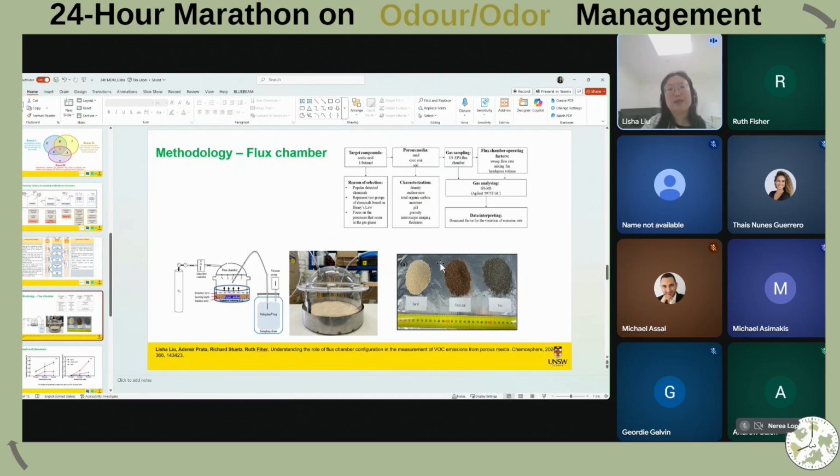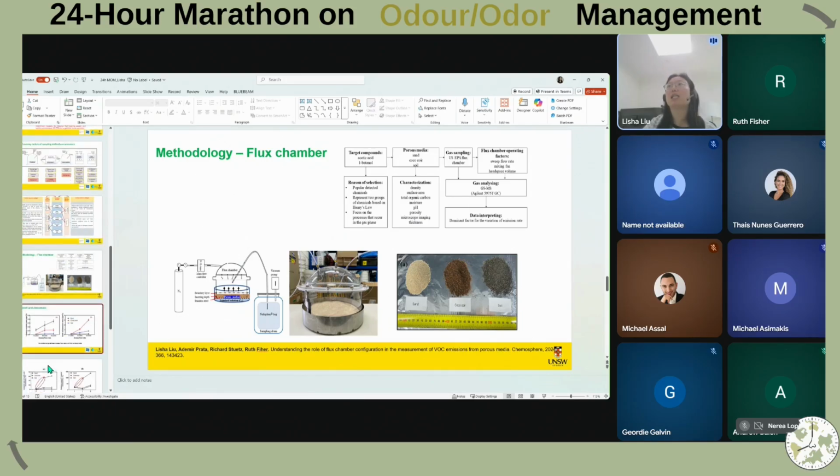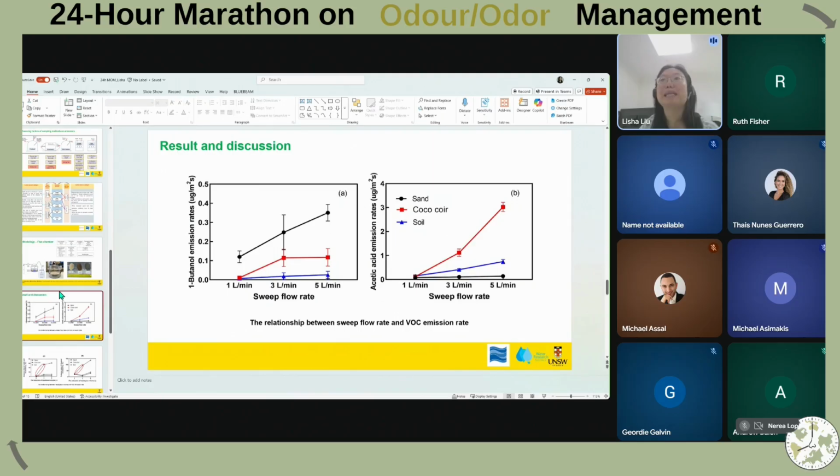We also selected three different types of solid, depending on their porosity and organic compounds: sand, cocoa coir, and soil. They are super easy to find from a local supplier. From this experiment setup, we also have a flux chamber with adjustable sweep flow from 1 liter per minute to 5 liters per minute, a mechanical mixing fan, as well as adjustable internal volume of the chamber from 20 liters to 29 liters. And here are some basic results from this paper.